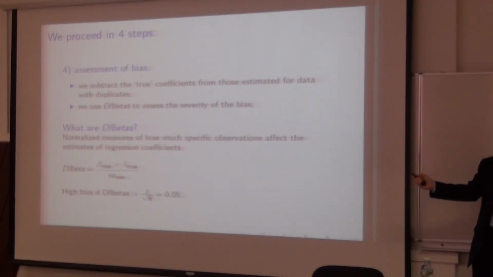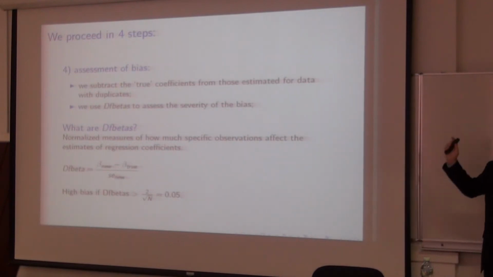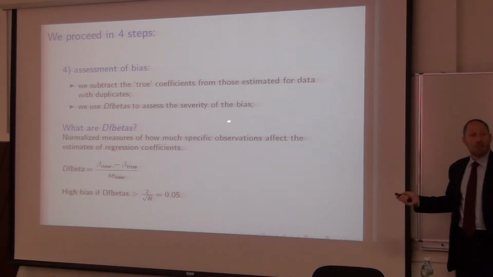Sometimes you will see bias in the slide, but the reviewer has corrected us, this is not a bias, this is an error. All right. So what we do is we subtract the true coefficients from those estimated for data with duplicates. And we use the DF betas to assess the severity of the error.